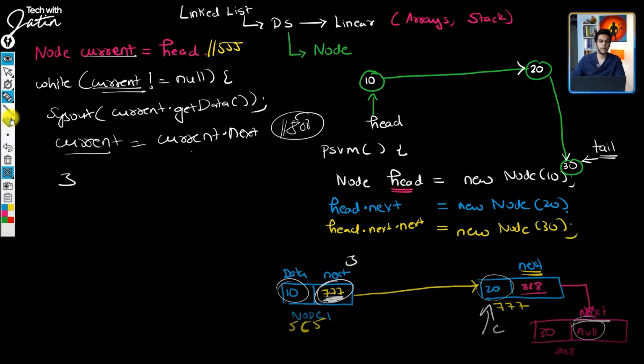All right. So current will again be updated and it's going to move to the next node, which is going to be on the 888 memory location. Again, we're going to process the data. 30 will be printed on your console. And then we will take the next value which is there, which is null. So current will be updated with null. Null not equal to null, condition is false. We exit from the loop and we are done.